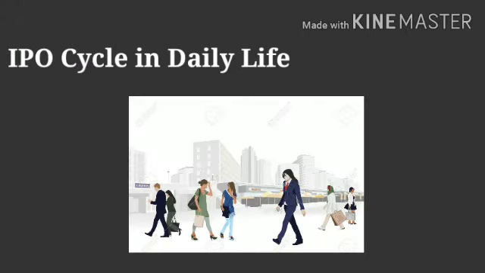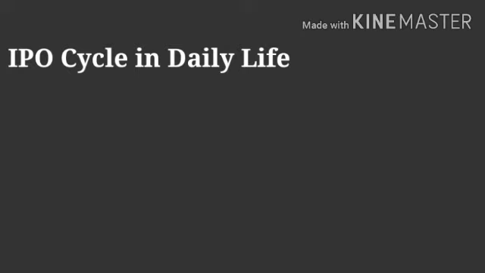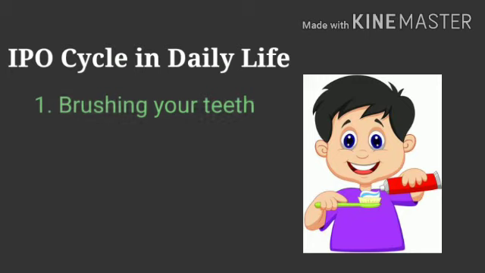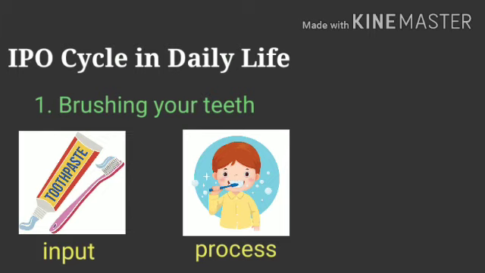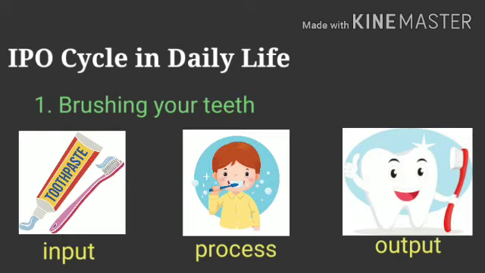We can use simple examples from our daily life to understand the IPO cycle. Example 1. Brushing your teeth. The input needed for brushing is brush and toothpaste. The process involved is brushing of the teeth. What we get as the output is the clean teeth.